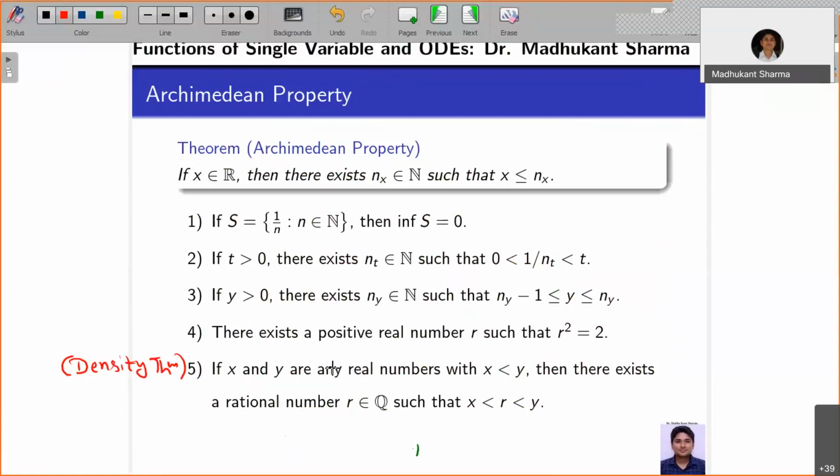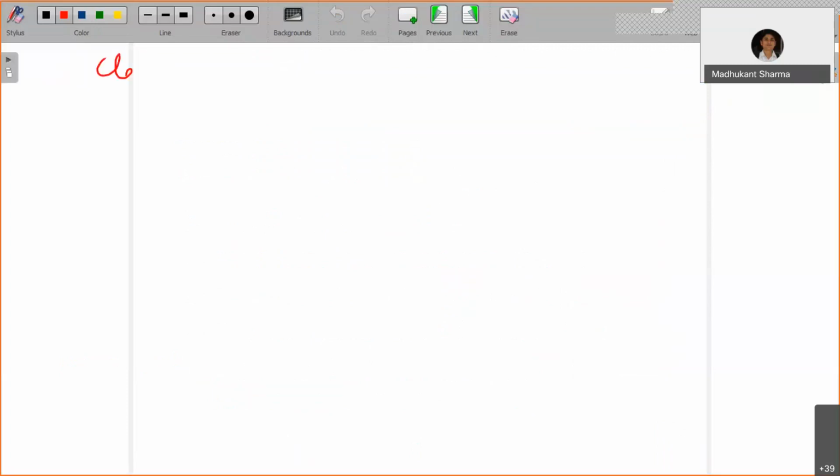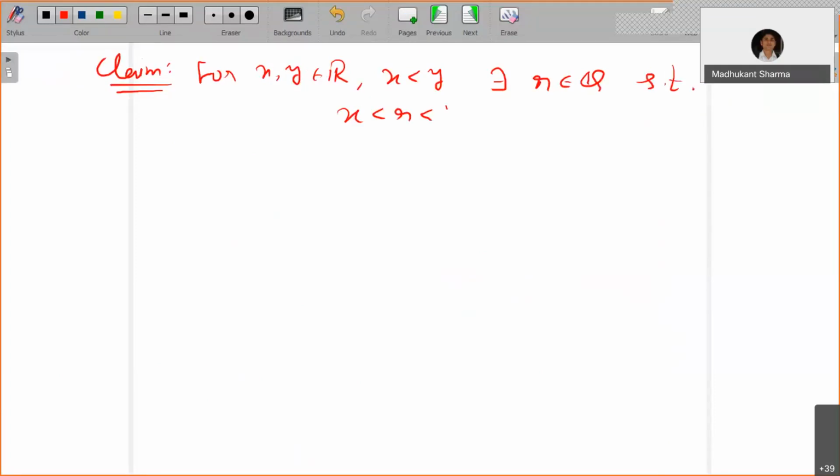Okay, so the proof of this also will take the help of the so-called Archimedean property. Okay, so here if x and y are any real numbers with x less than y, then you have to establish the following result. So I'm just writing it down. So our claim is, for x comma y belongs to R with x less than y, there exists a rational number r such that x less than r less than y.